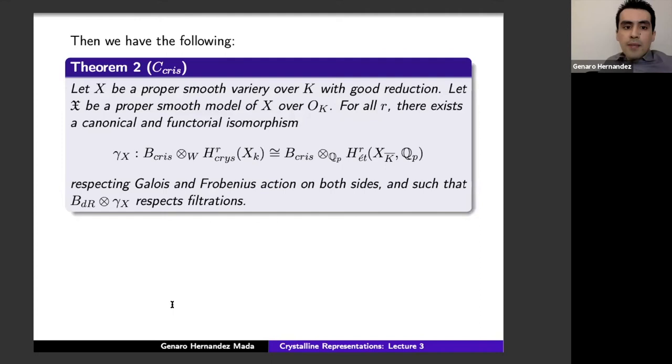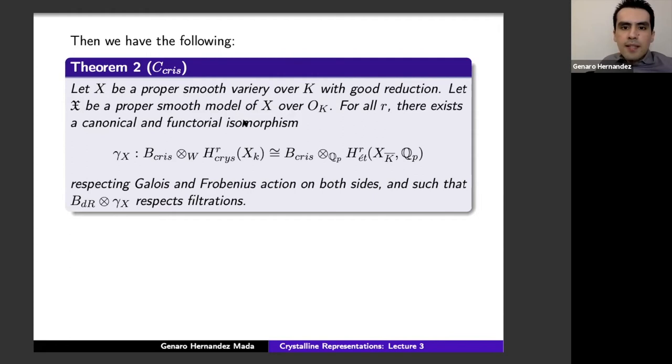And then we have this big theorem, which is called C-Cris. Again, same story as for C-dR. It used to be a conjecture for a long time, so it's normally called C-Cris. And it says that if X is a proper and smooth variety over K with good reduction, we take a proper smooth model of X over O_K.